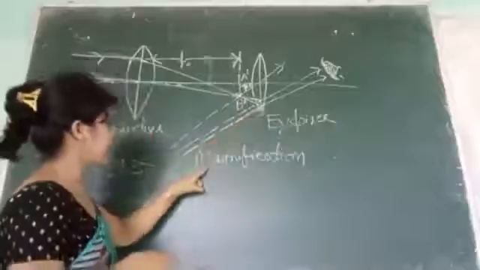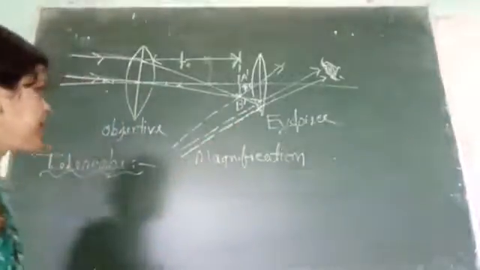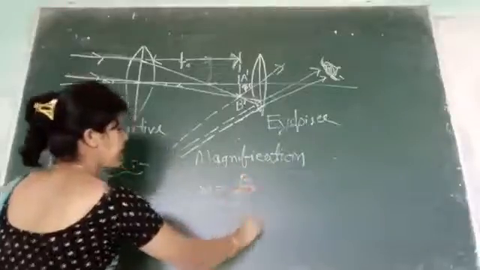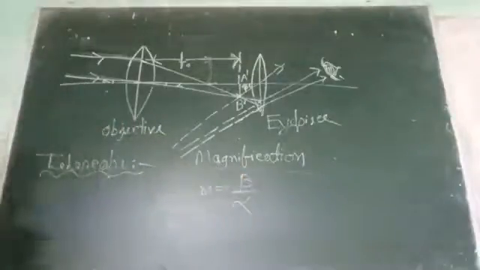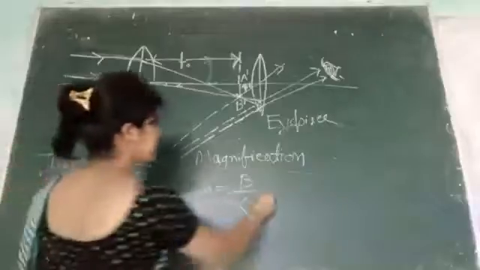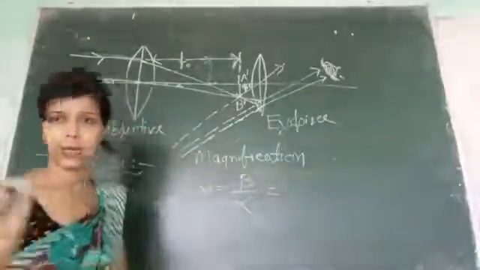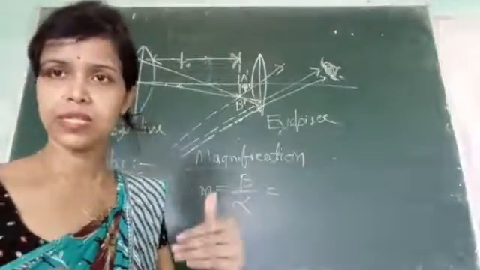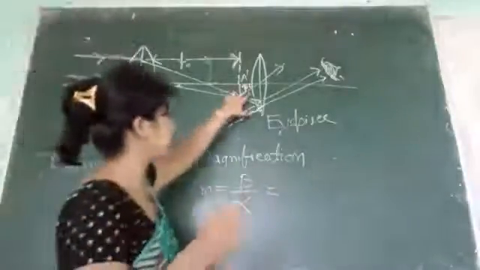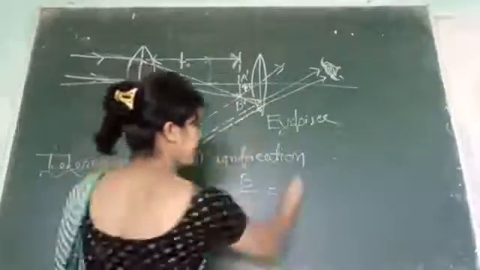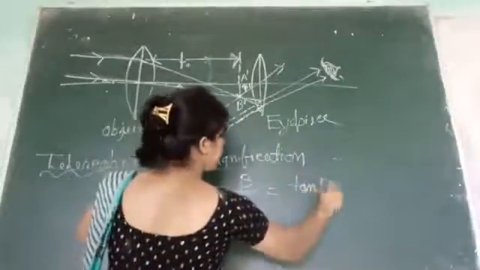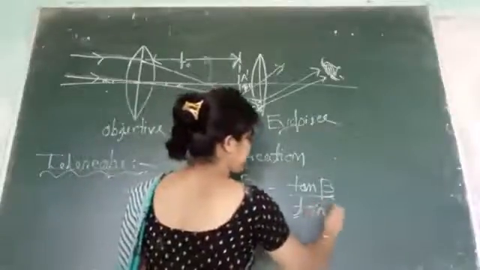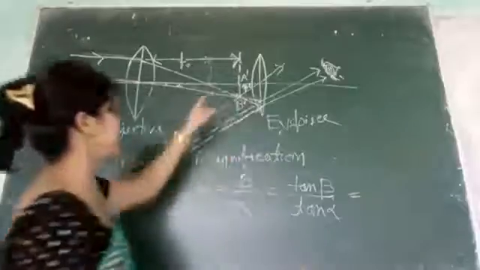So magnification will be what? Here, directly we can write m is equal to beta by alpha. Since the angle beta is very small, we can suppose that beta is tan beta. So when we write in terms of beta, we can write tan beta, and in terms of alpha we can write tan alpha. So tan beta is equal to what?